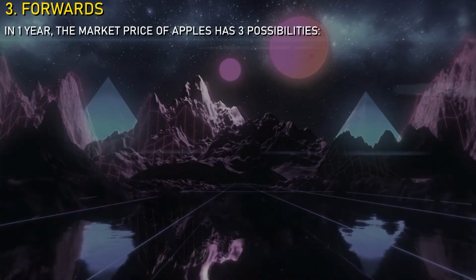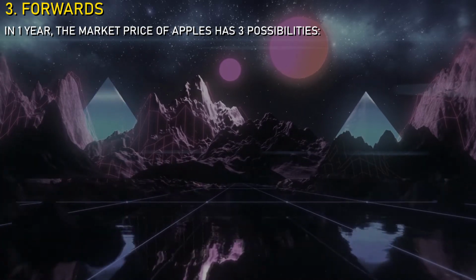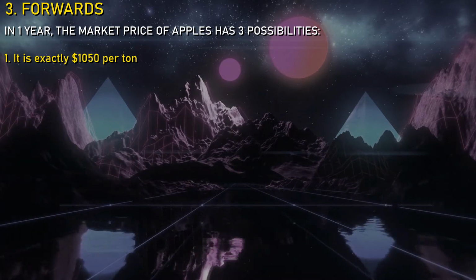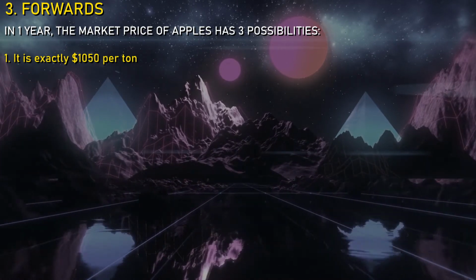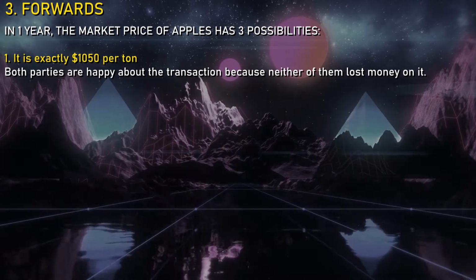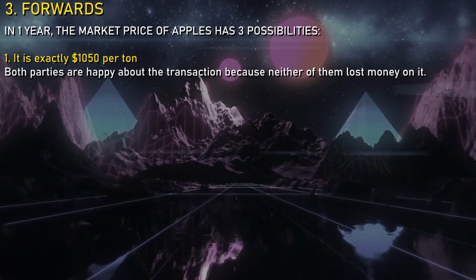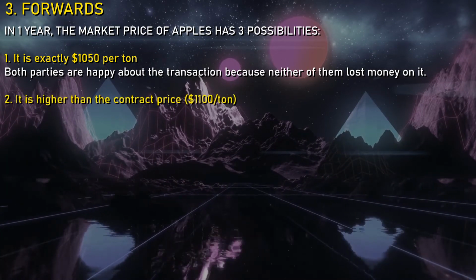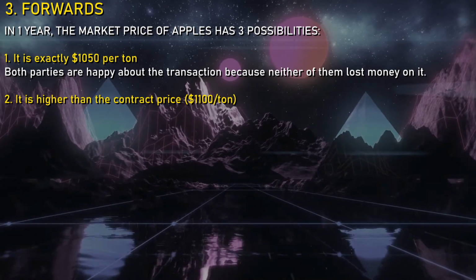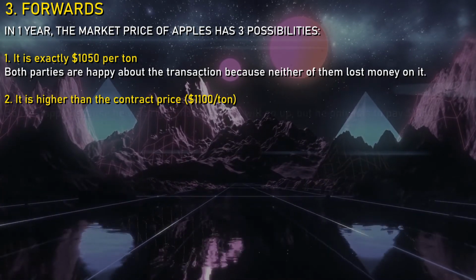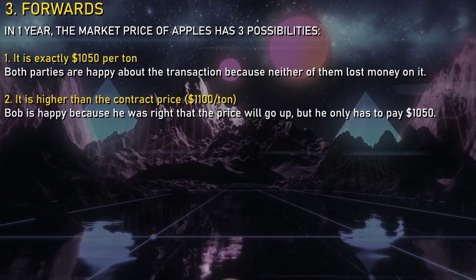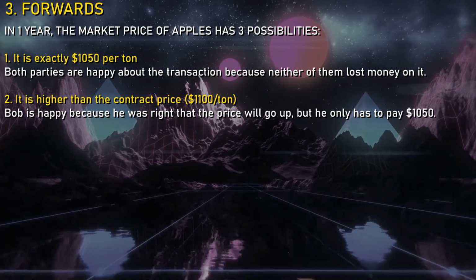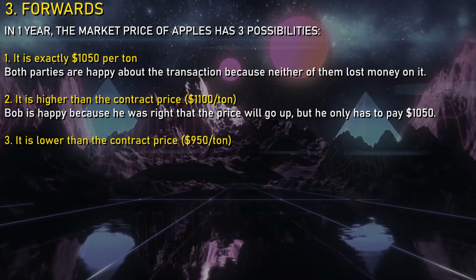In 1 year, the market price of apples has 3 possibilities. The first possibility is that it is exactly $1,050 per ton. In this case, both parties are happy about the transaction because technically neither of them lost money on it. The second possibility is that the price is higher than the contract price. Let's say it's $1,100 per ton. In this case, Bob is happy because he was right that the price will go up, but he only has to pay $1,050.